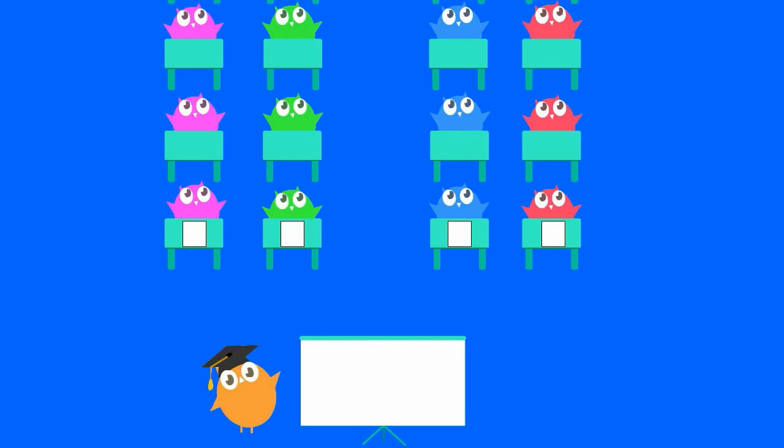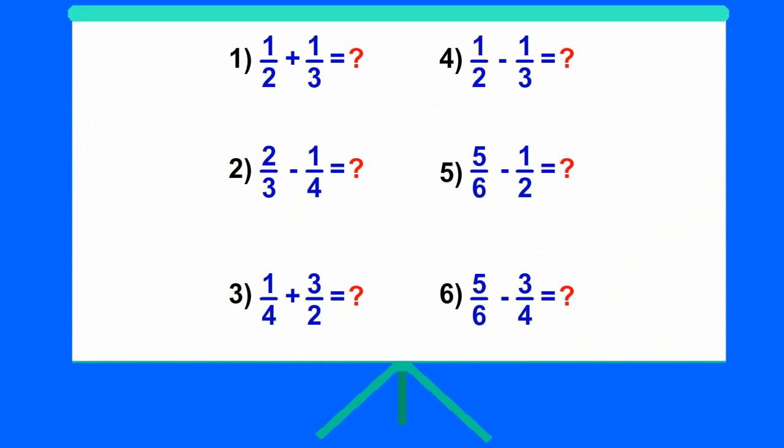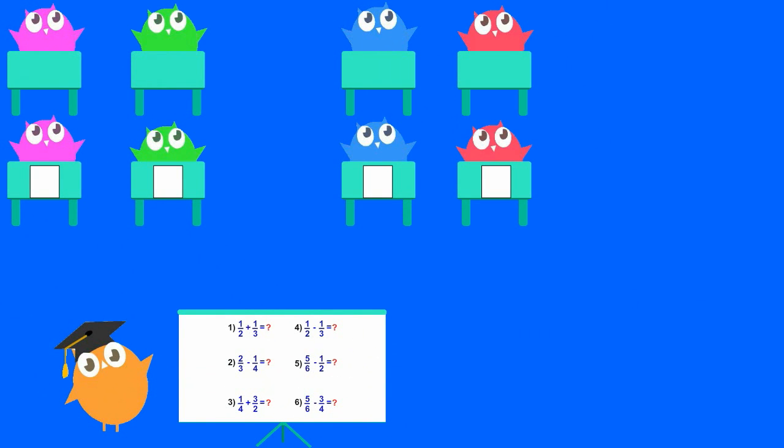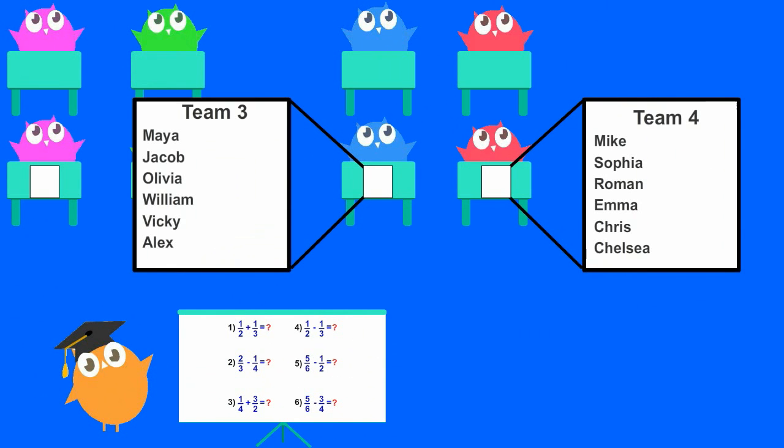The teacher starts the game. Up to 6 equations appear on the slide. The first player in each team writes the answer for the first equation on the page across from her name. As soon as she is done, she passes the page to the player behind her.